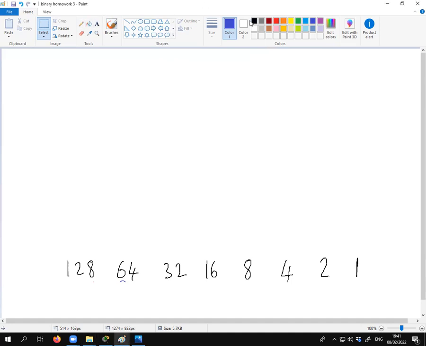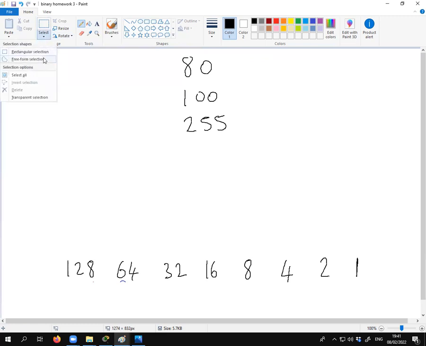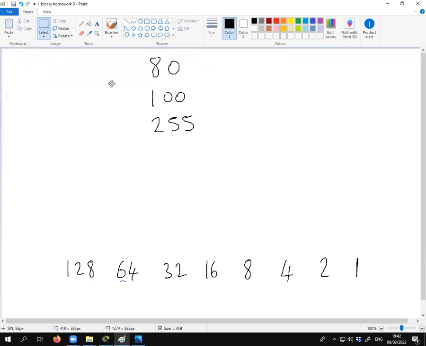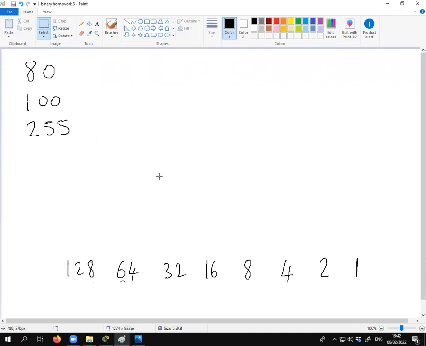So it gets us to do some here. I want to find the binary equivalent of 80, and how many bits it takes to make 80. 80, 100, and 255. So I want you to convert those three values and get the binary equivalent of 80, 100, and 255. Use those tables: 128, 64, 32, 16, 8, 4, 2, 1.